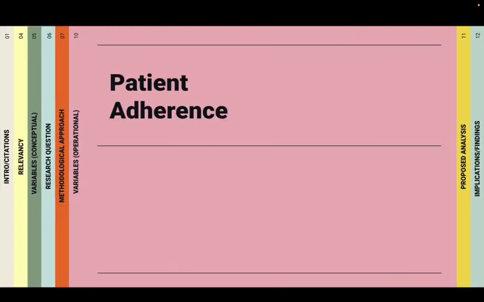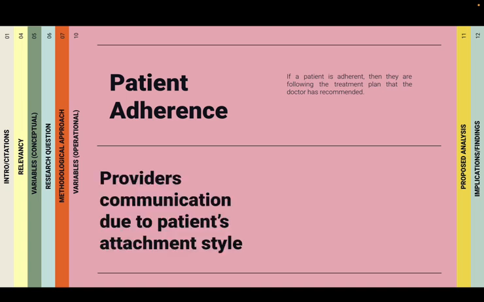So, operational variables. Patient adherence. If the patient is adherent to their plan, they are following the treatment plan. So that means it is working for whatever they are being treated for. So, provider's communication due to attachment style. So, how is the provider tailoring the communication on the treatment plan to the patient? So, not a treatment plan tailored to the disease like high cholesterol. What are they doing to tailor it to the patient to make it most likely that the patient will be adherent?